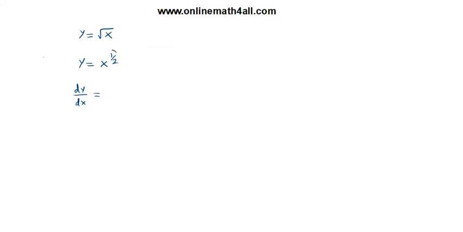Here I can use the power rule of derivative. The base here is x, the variable, and the exponent is a constant, that is 1/2. So to get the derivative of this one, we have to bring the exponent in front of the variable and subtract 1 from the exponent. So now we get dy over dx is equal to 1/2 times x to the power of, if you subtract 1 from 1/2, the answer will be negative 1/2.